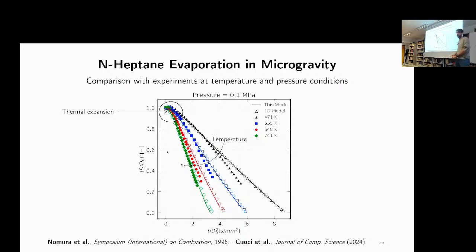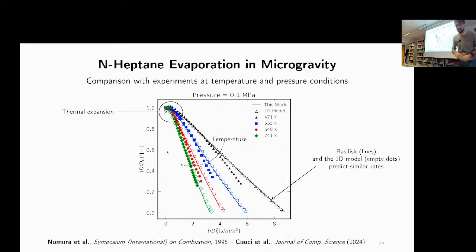This is quite expected. Our results are the solid line. The empty markers are a benchmark one-dimensional numerical model, while the full markers are the experimental data. You can see that we have an excellent agreement between our model and the 1D model, and there is just a slight discrepancy with the experimental data that can be attributed, for example, to the missing thermal effect of the solid fiber, missing Marangoni convection, perhaps.